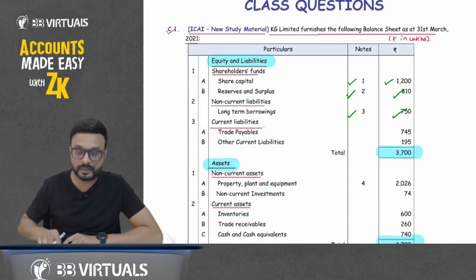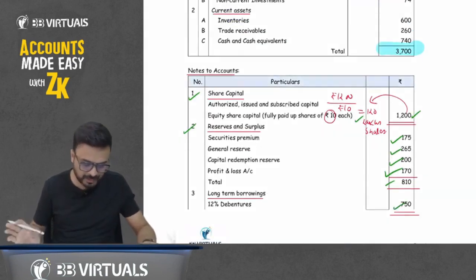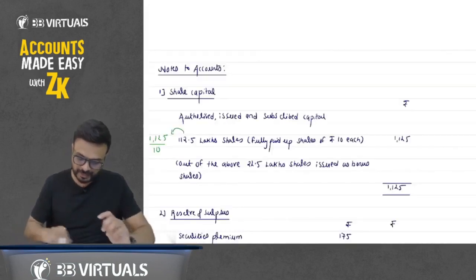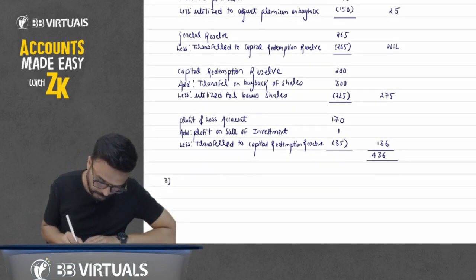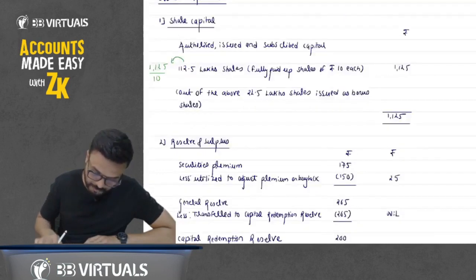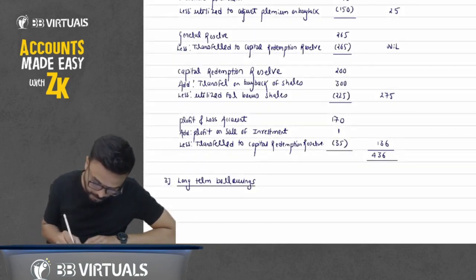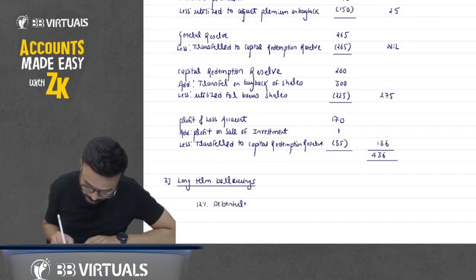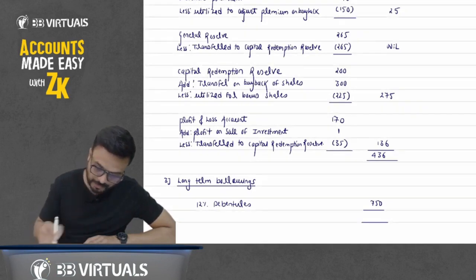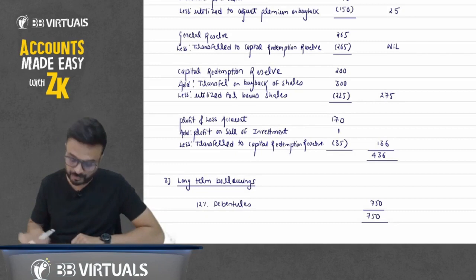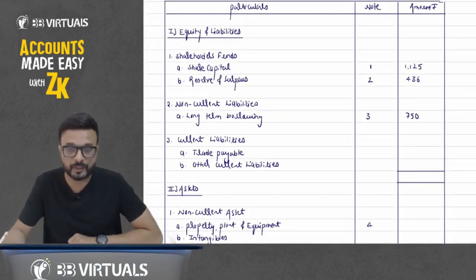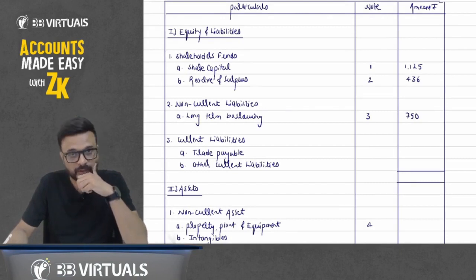Note number 3, that is long-term borrowing, 750. Long-term borrowing is debentures. So there is no change in debentures, as in the general entry we have not debited or credited debentures. So write it down as it is. Note number 3: long-term borrowings, 12% debentures, 750. So how much is the long-term borrowing? 12% debentures, 750. Write it down in the balance sheet, 750. Okay, done.